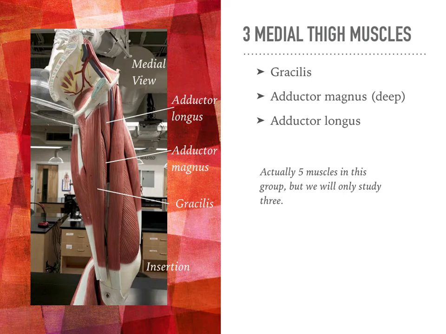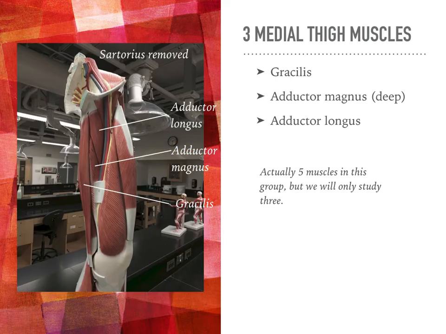So here we want to first see the compartment and then be able to locate these 3 muscles. In most pictures, the Gracilis and the Adductor Longus are easy to see. The Adductor Magnus, especially from the front, is a little more difficult. Here is that same picture, but with the sartorius muscle removed. So it's a little easier to see that Adductor Magnus and see that it is posterior to the Adductor Longus and deep to that Gracilis muscle.